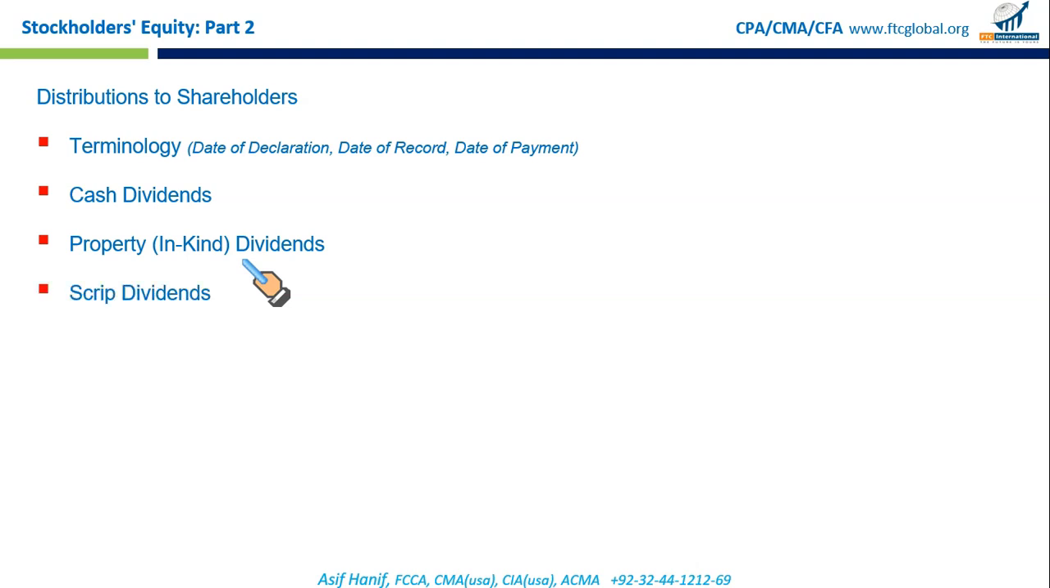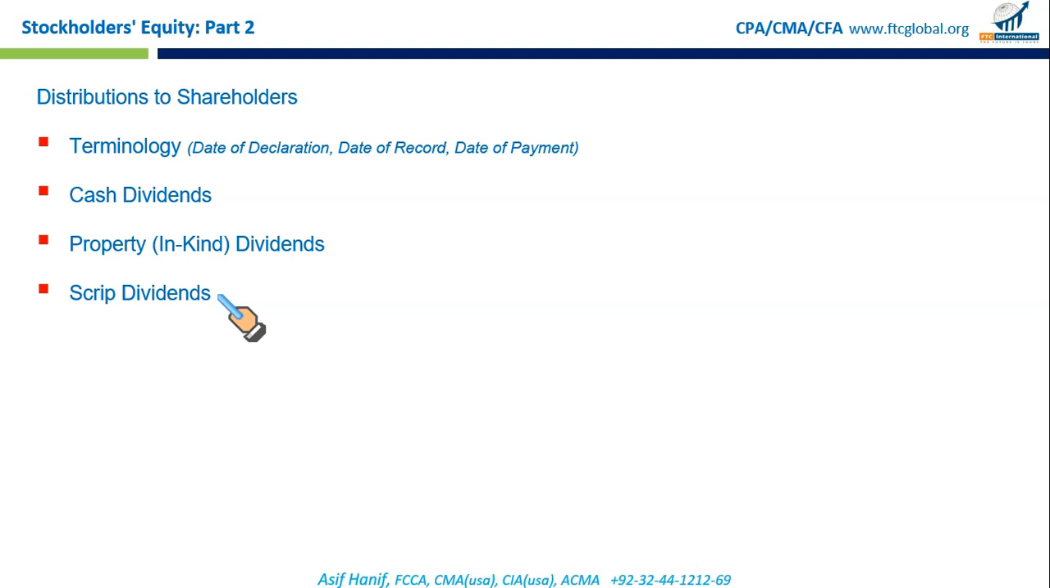Then we have scrip dividend. Sometimes a company is short of cash, so instead of issuing cash dividends, the company issues notes payable to shareholders. That's basically a promise to pay dividends later. So it is normally used when companies do not have enough cash to pay immediately.